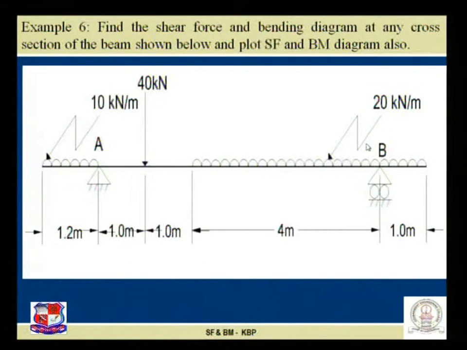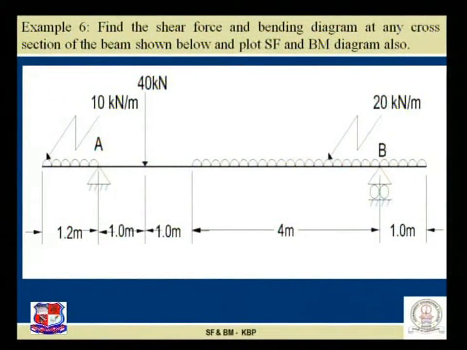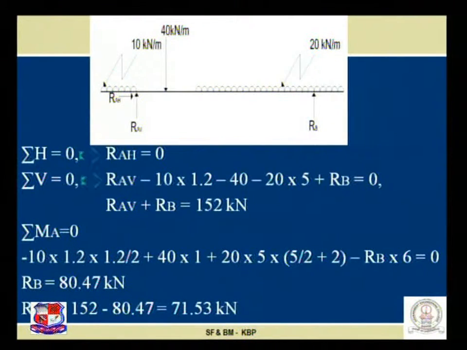Now, step number 1. Before finding out the shear force and bending moment at any section of a given beam, step number 1 is to find out the support reactions. How to find support reactions? The support reactions are found by using the concept known as equilibrium. Now, at A, two reactions are developed, RAH and RAV. At B, only a single reaction is developed, that is RB.